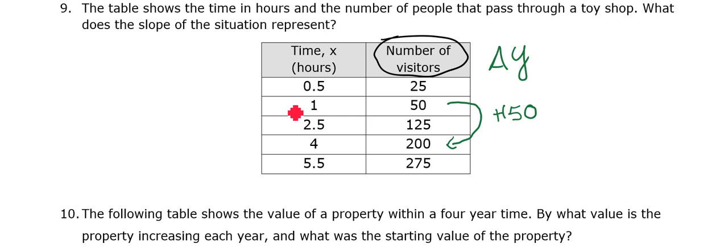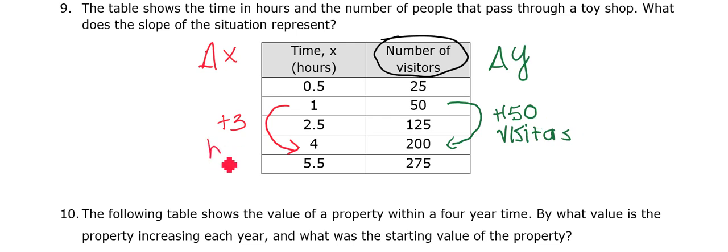And now I have to use the same points on the other side. So I'm going to go from 1 to 4. So the change in my x is plus 3. So let's think about what this is. This is 150 visitors, and this is 3 hours. So I'm going to write this as a slope, change in y over change in x, and I'm going to think about what this means. It's 150 visitors every 3 hours.